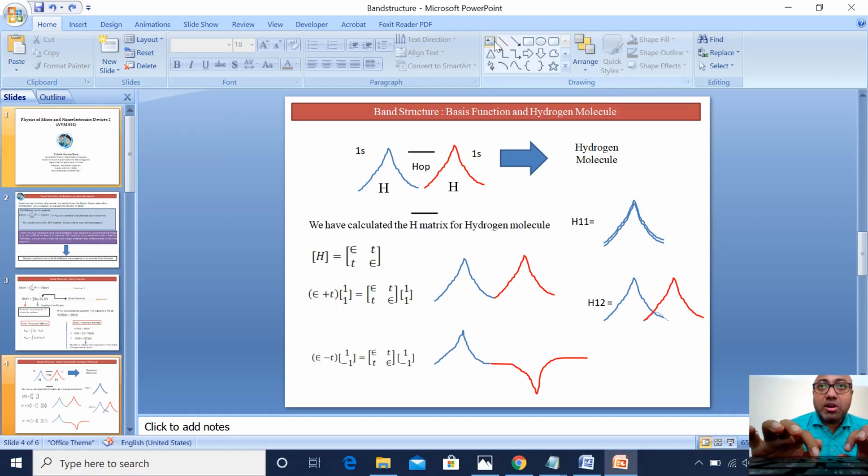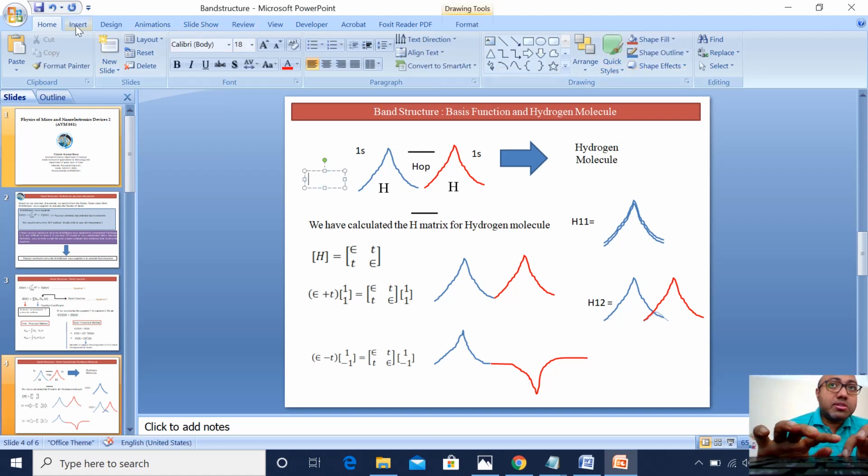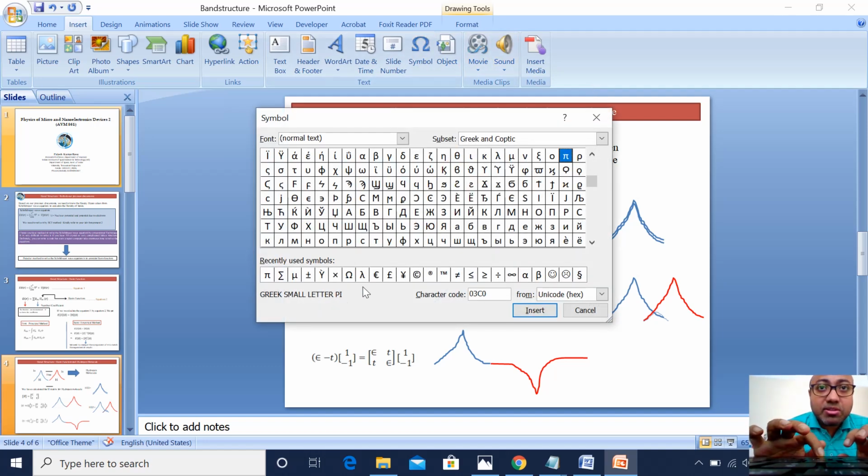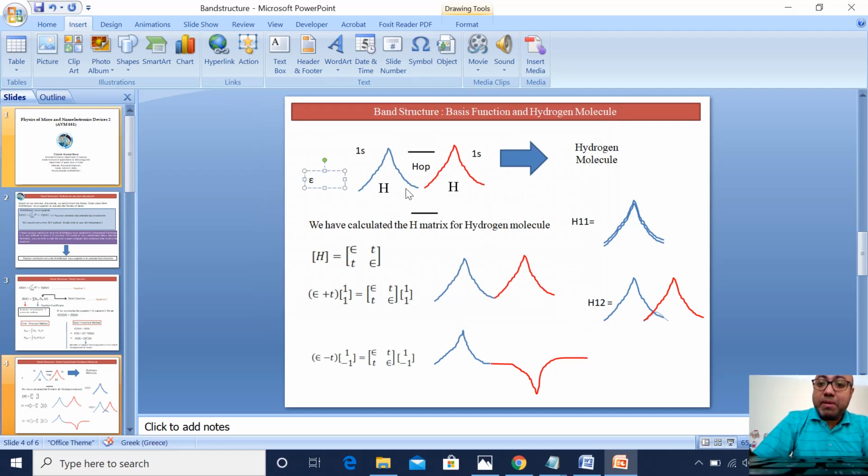Just for convenience, let me write it. I am not able to find epsilon here. Yeah, I got it. So here is epsilon plus T, Control C, Control V, and epsilon minus T.